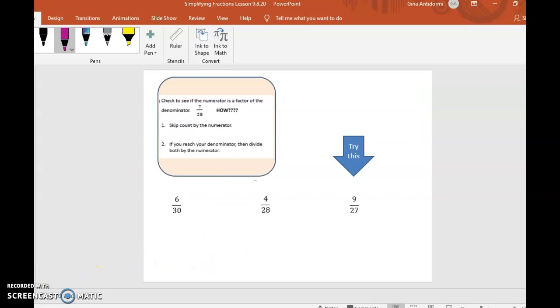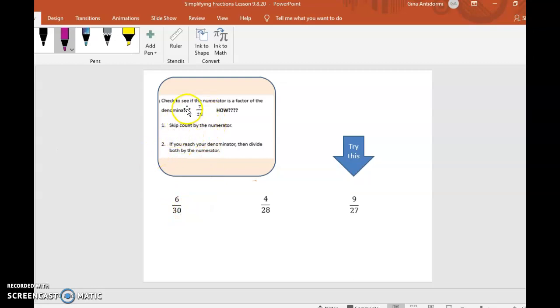The next example or trick that we can use, if you can't divide by 2, 5, or 10: another thing that you should do is check to see if the numerator is a factor of the denominator. Let's look at this example, 7 over 28.